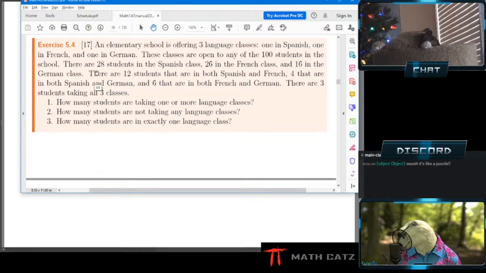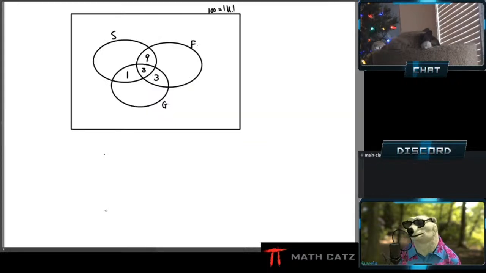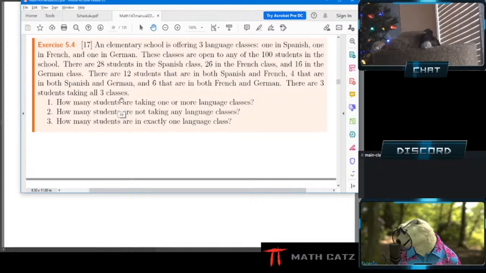Keep working backwards here in my question. 16 in the German class. Now I have 3 of the 4 regions. The whole circle has to add up to 16. I already have 7, so 9. But I couldn't do it at the start. I had to sort of get to the end and then see how it unlocks regions.